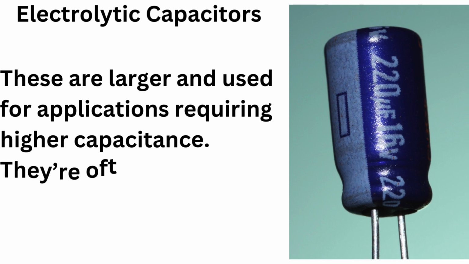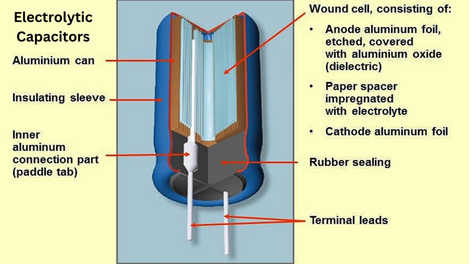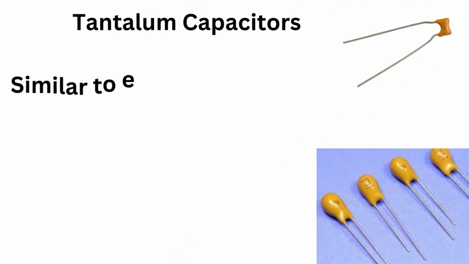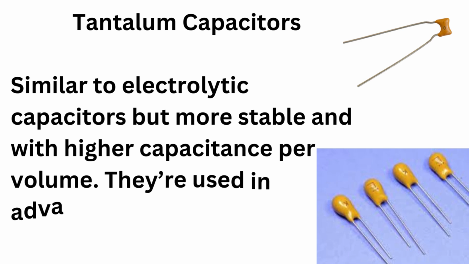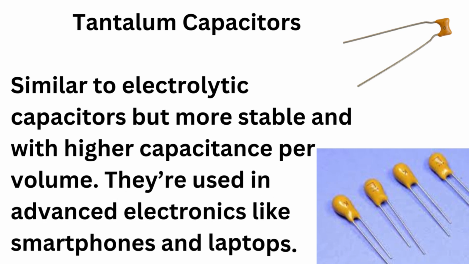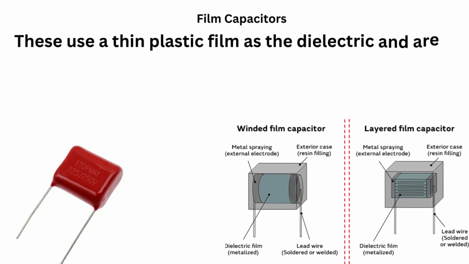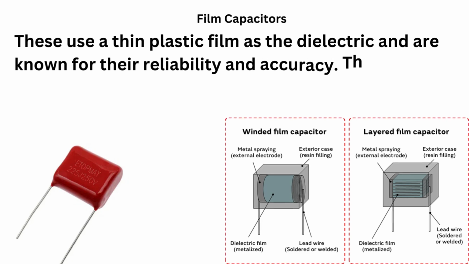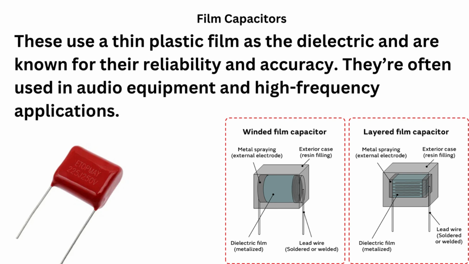2. Electrolytic capacitors. These are larger and used for applications requiring higher capacitance. They're often found in power supplies and audio equipment. 3. Tantalum capacitors. Similar to electrolytic capacitors but more stable and with higher capacitance per volume. They're used in advanced electronics like smartphones and laptops. 4. Film capacitors. These use a thin plastic film as the dielectric and are known for their reliability and accuracy. They're often used in audio equipment and high-frequency applications.